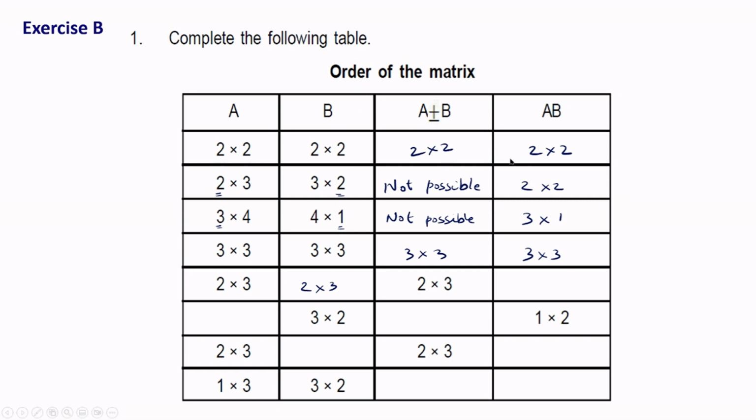And now if we consider AB, here number of columns in A is not equal to number of rows in B. So here AB is not defined and this is not possible. We cannot find AB.